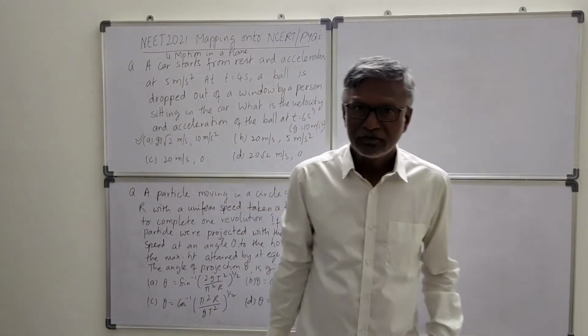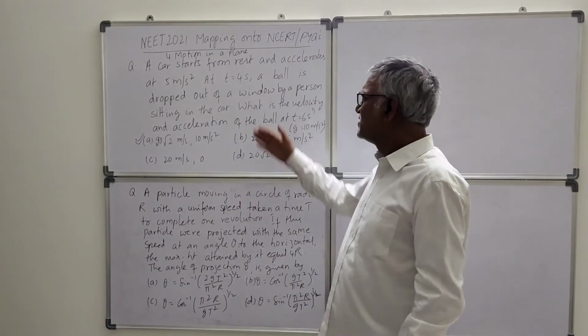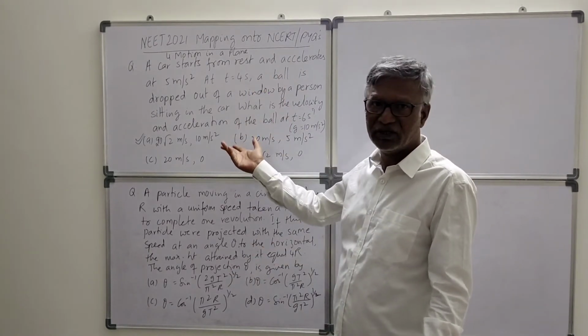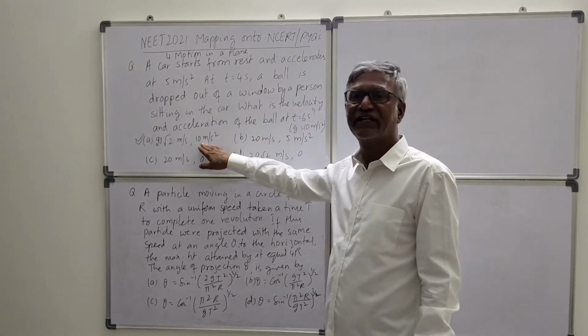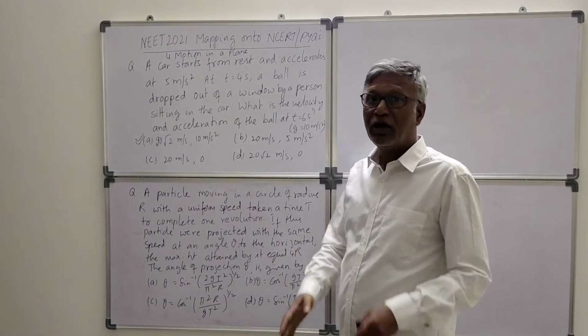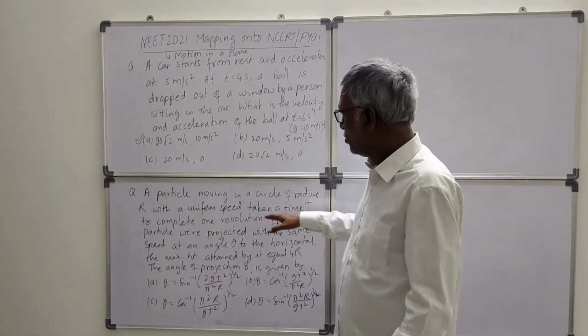Now let us check this question. This is from basic concepts of NCERT only. This question can be solved by observing itself, and we can give the answer. That is the shortcut method. Sometimes you can use this shortcut method by observing the options.